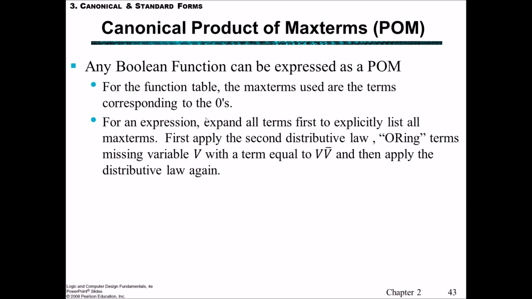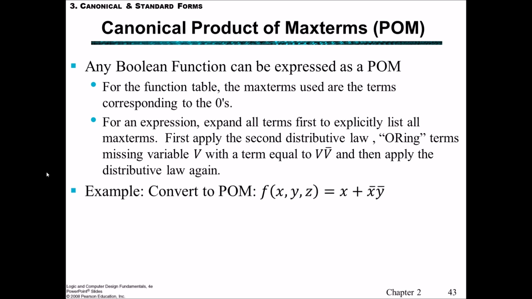In the canonical product of Maxterms, the POM, once again, any Boolean function can be expressed as a product of Maxterms. From that function table, we have the Maxterms being used corresponding to all the zeros, rather than in the sum of minterms where it was corresponding to all the ones. And once again, we need to make sure that we expand it out so that each literal is explicitly listed. We do this using the second distributive law, where we OR all the terms with whatever the missing variable is, for example v, with the term v and not v. Remembering that v and not v is equal to 0, so we're happy to introduce that.